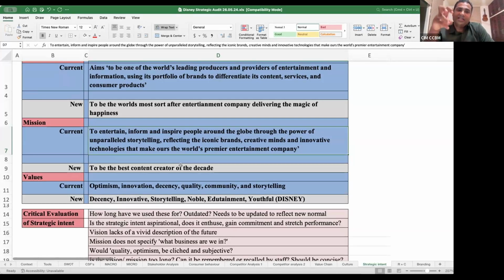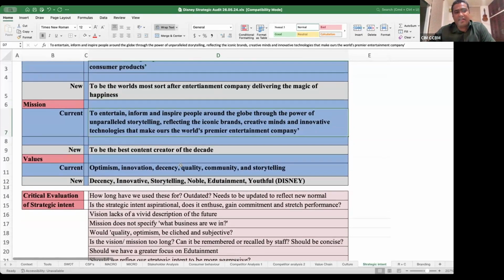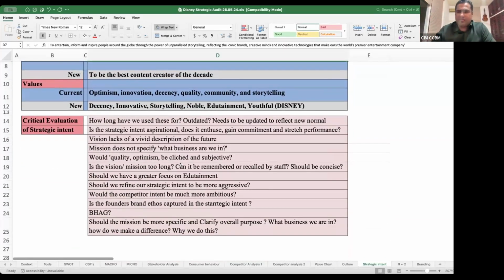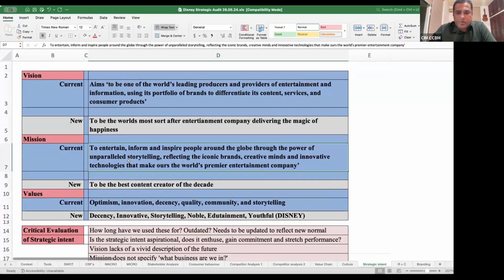So to me, I've kept it short and I have redefined our strategic intent. So please do the same thing. Be creative. Don't copy what I have given. Be creative. Okay. Any questions? Anything to clarify? Can you please type if you have anything to clarify?